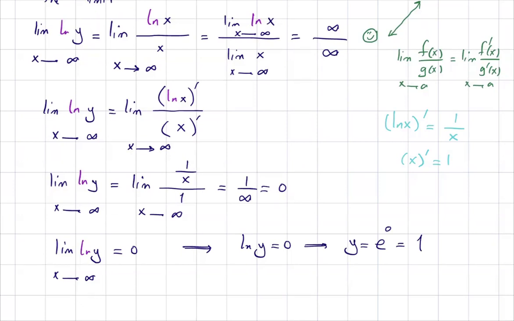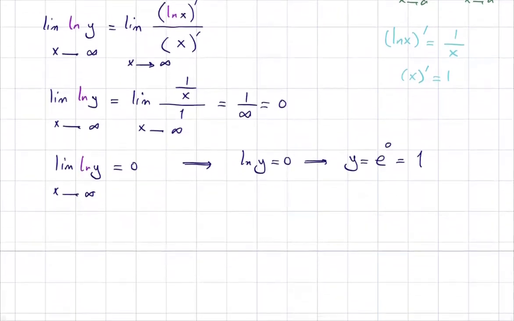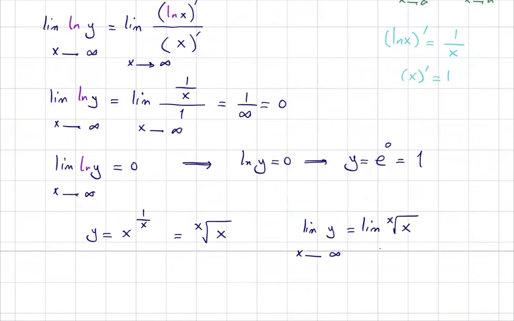So we found the limit of the function that we were working with. What was our function? Our y was equal to x to the power 1 over x, or the x-th root of x. The limit of y as x goes to infinity is the limit of the x-th root of x as x goes to infinity, which indeed is equal to 1.